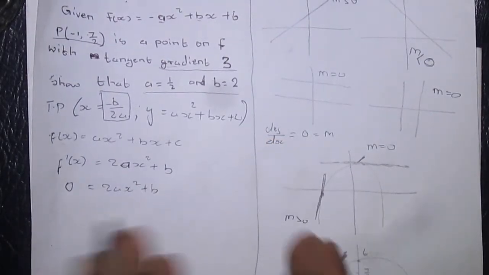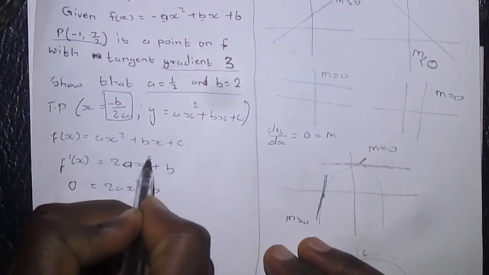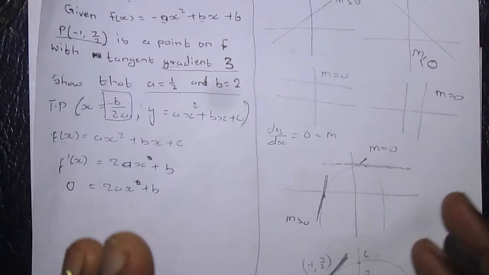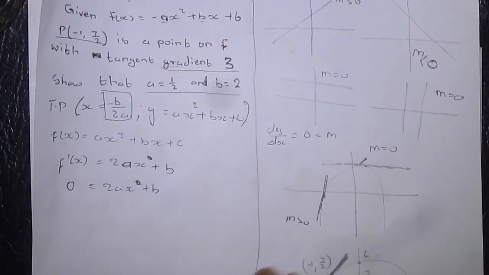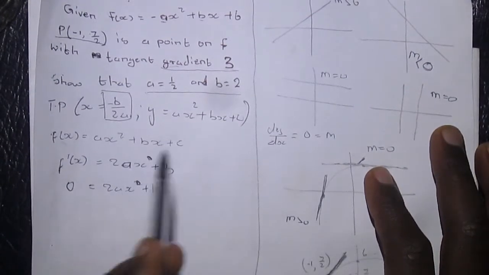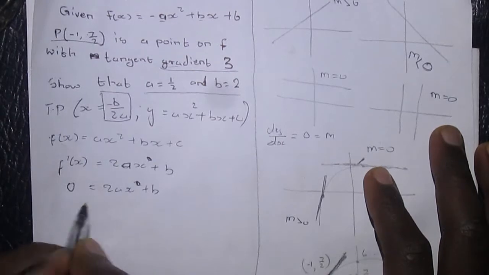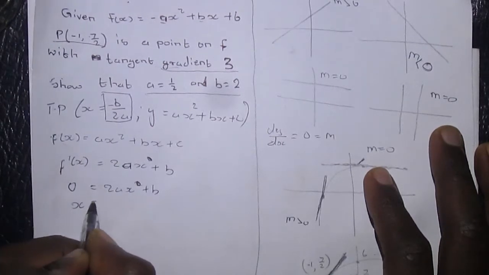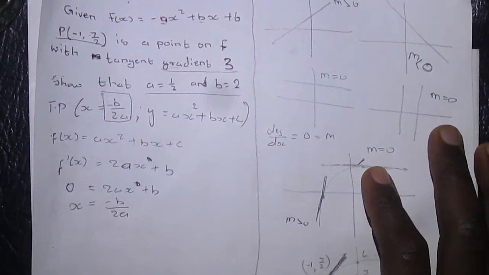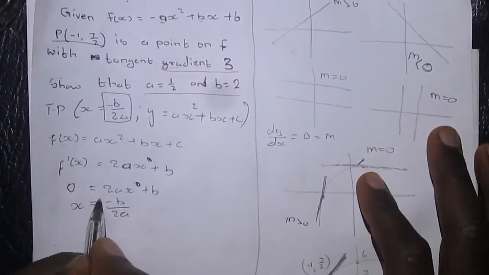Now if I were to solve for x, it's not 2ax squared, guys, sorry. When you derive, the 2 comes down, and then you subtract: 2 minus 1 gives you 1. So it's just 2ax plus b. If I were to solve for x, I'm left with x equals minus b over 2a. Okay, do you see where it comes from?